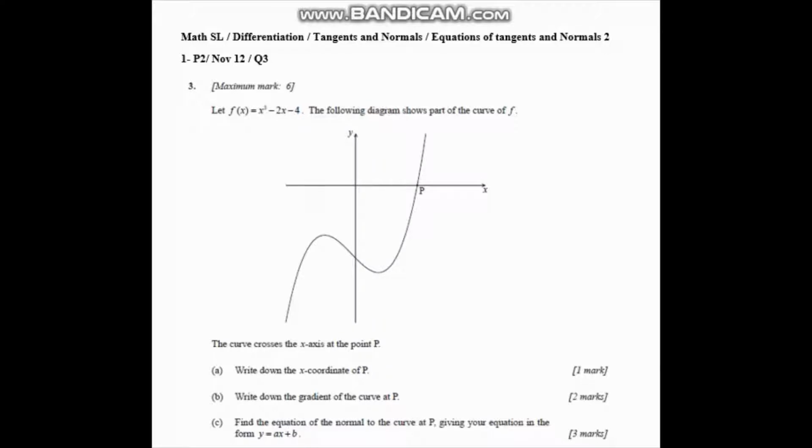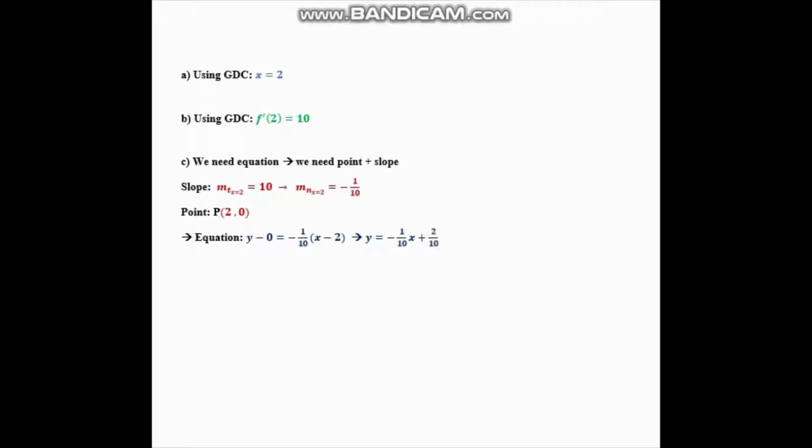Obviously, at point P, x equals 2, and obviously y equals 0 because it lies on the x-axis. So now that I have the slope and a point, I can just use the point-slope formula. Y minus the y value, which is 0, equals negative 1 over 10, which is my slope, times x minus the x value, which is 2.